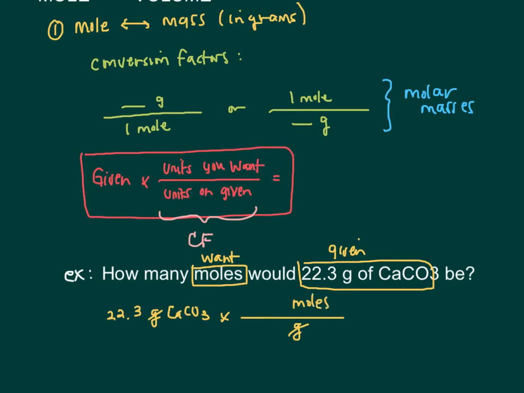And then from here we need to fill in our conversion factor. So we're going to need the molar mass of calcium carbonate. You can add that up from the periodic table, and it equals 100.086 grams. So when we work this out, we take 22.3 and we divide by 100.086, and you should get 0.223 moles of calcium carbonate.